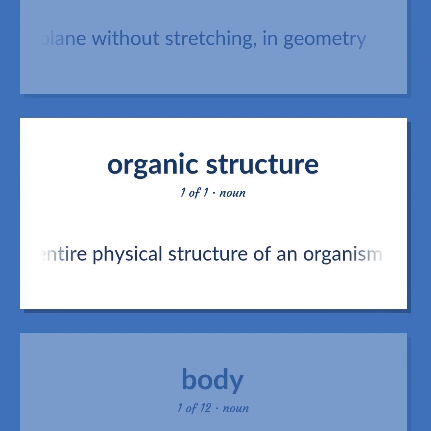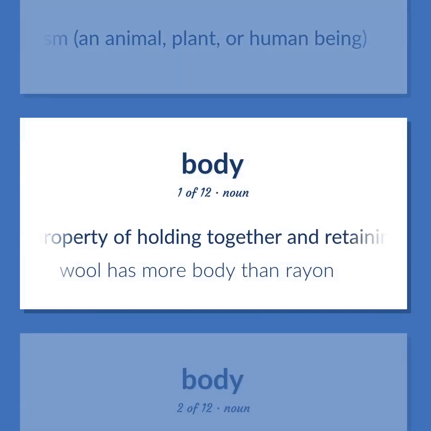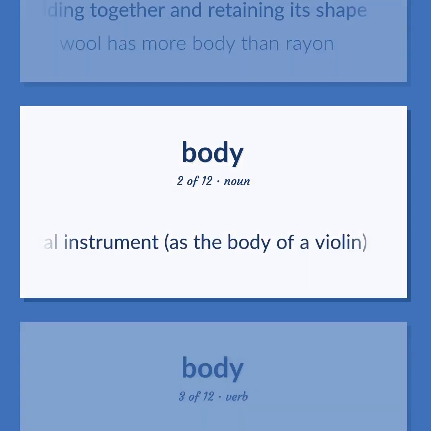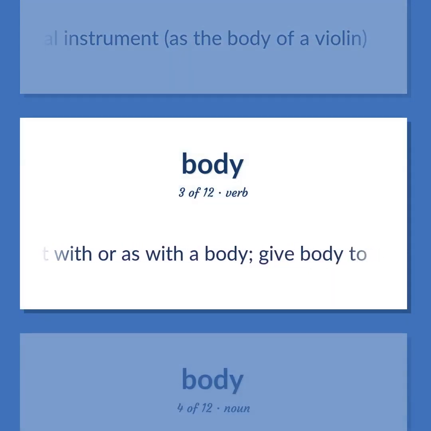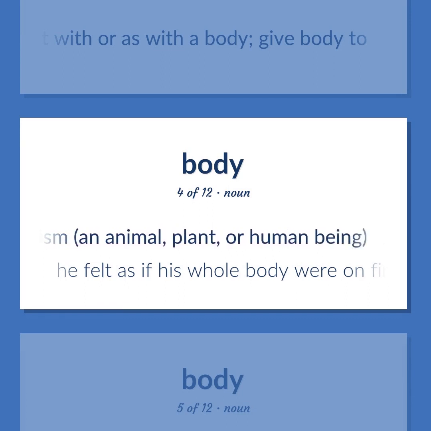The entire physical structure of an organism, an animal, plant, or human being. The property of holding together and retaining its shape. Wool has more body than rayon. A resonating chamber in a musical instrument, as the body of a violin. Invest with or as with a body. Give body to. The entire physical structure of an organism, an animal, plant, or human being. He felt as if his whole body were on fire.